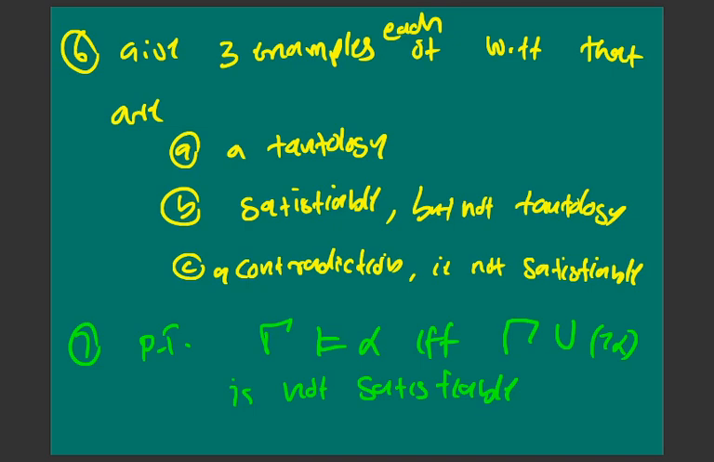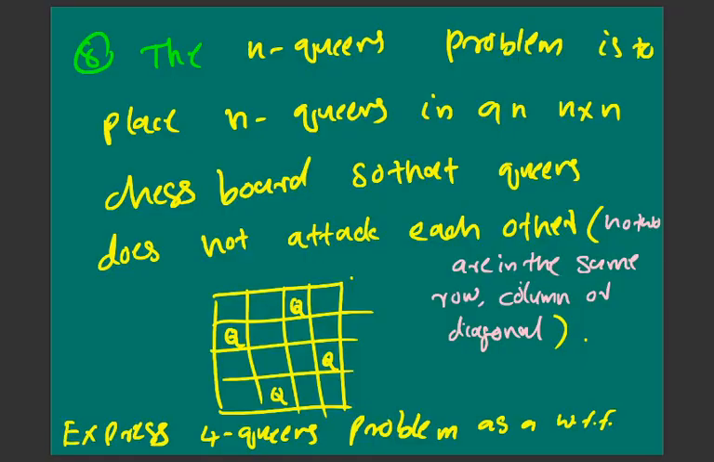Now suppose gamma is a collection of formulae and alpha is a consequence of gamma. Show that this happens if and only if gamma union negation alpha is not satisfiable. Okay, I think we have already done something very similar to this, or maybe even this, I don't know, but try to look at this.